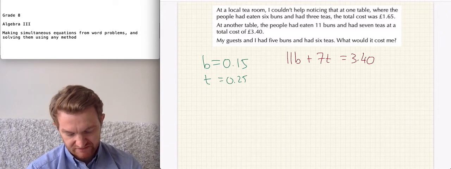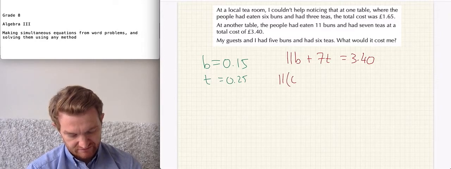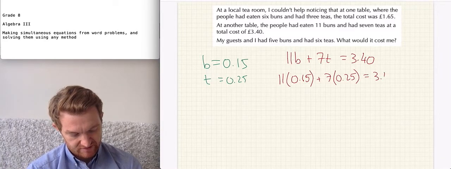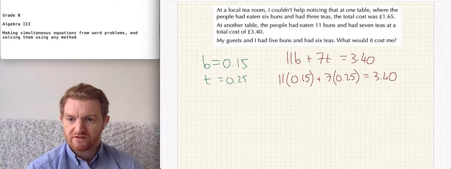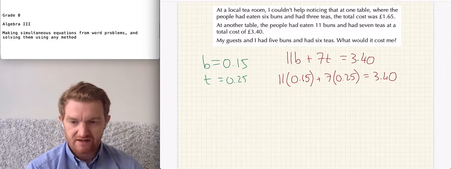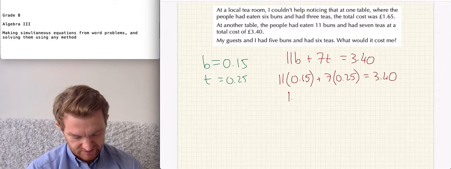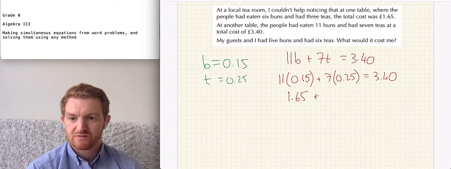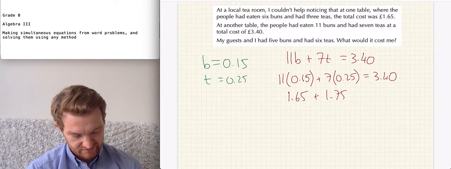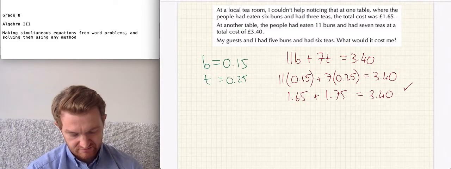Let's just check that it works for the second one. 11 lots of 0.15 plus 7 lots of 0.25. Use your calculator if you don't like this. It's 3.40. Whew, it's a lot of working out, isn't it? So then we do 11 times 15, which is 165. 7 times 25, which is 175. And that does give us 340. So now we can be confident that works.